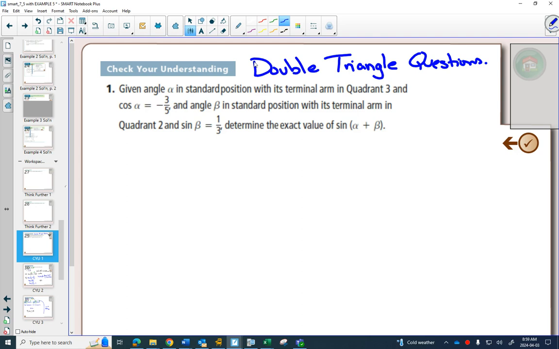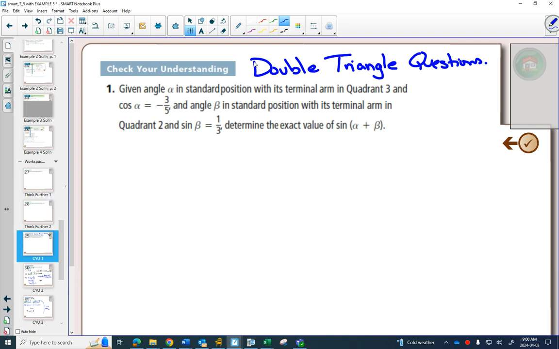Now, the first part of this is very similar to our triangle questions from chapter 6. In our triangle questions from chapter 6, our strategy was to draw a triangle. In the double triangle questions, we're going to draw two triangles. We're going to draw a triangle for alpha, and we're going to draw a triangle for beta.